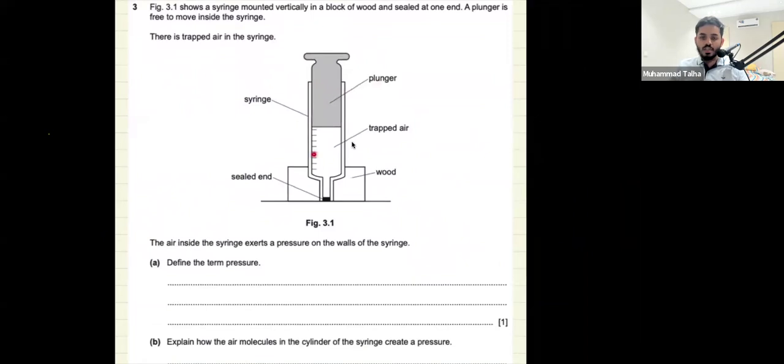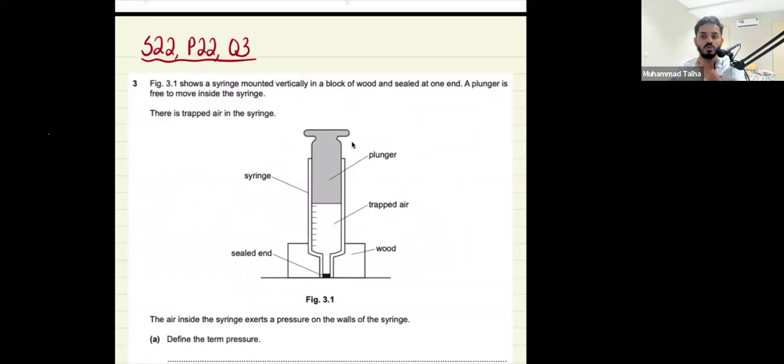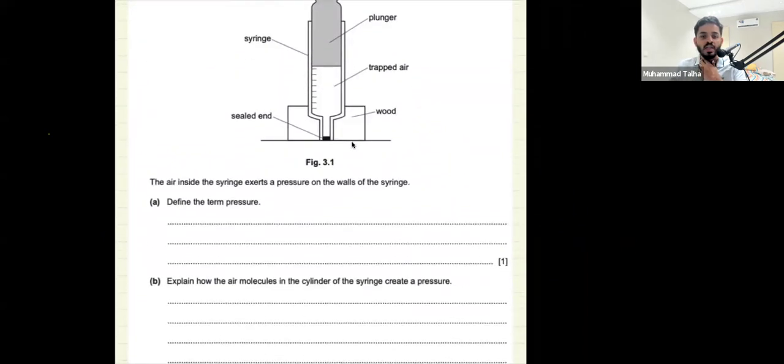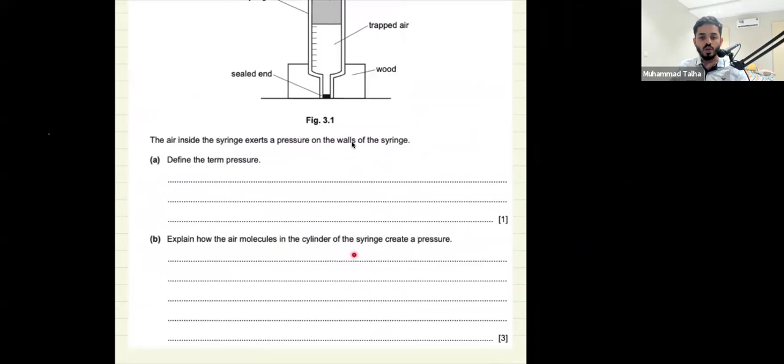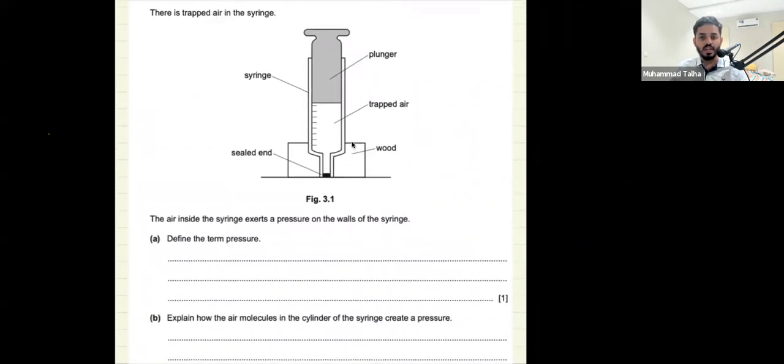So this is a syringe in which air is trapped. This is the reference, summer 22. So again, a very recent paper. It says explain how air molecules create a pressure. Now, I've seen a lot of students make this mistake that they write it like this, that they start to talk about the plunger either being pressed in and how that causes less volume and more pressure.